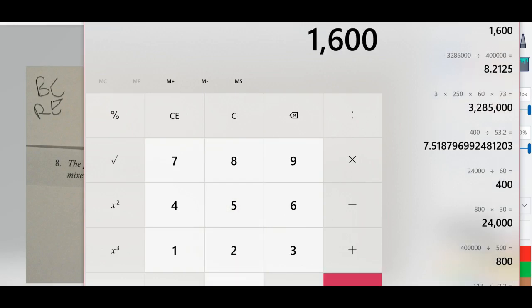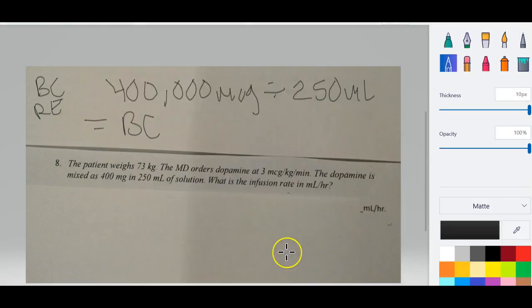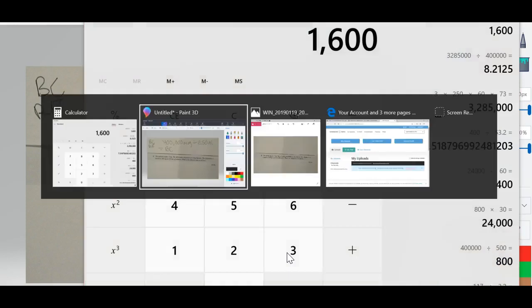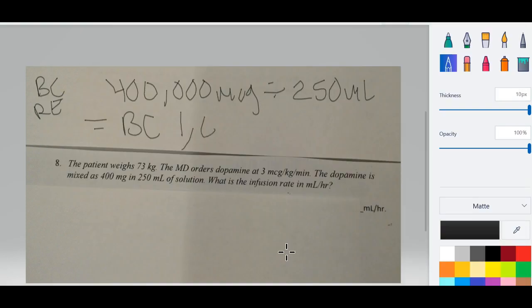That's 1,600 mics per ml. So in each 1 ml, there is 1,600 mics. 1,600 micrograms per 1 ml. Okay, that means every 1 milliliter contains this much med. Okay, so now really we can just go like this. This is kind of easy, we can just go through this.